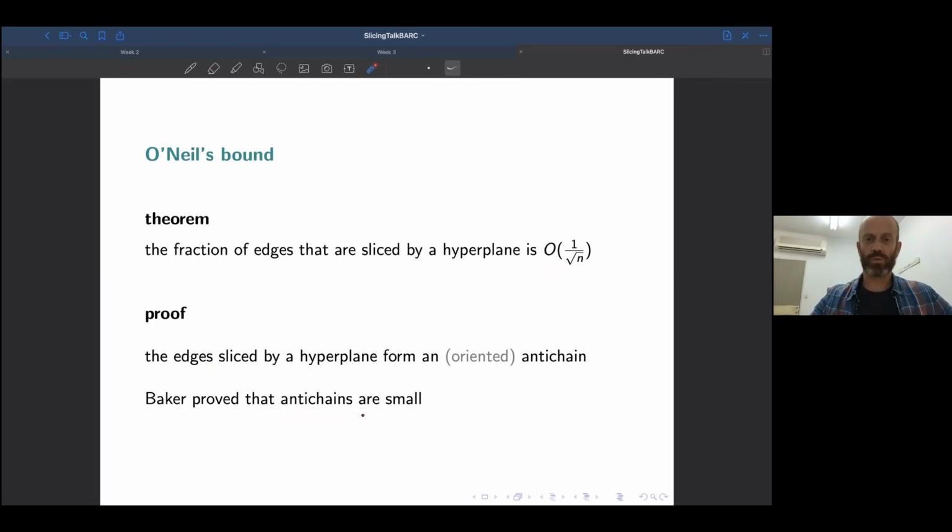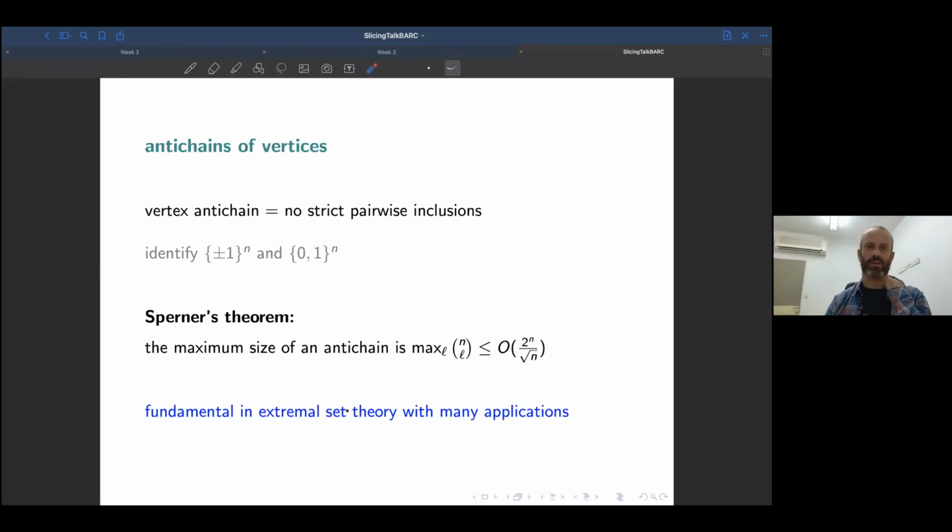I want to move on. So here we talked about anti-chains of edges because this is more related to the slicing problem. But the notion of anti-chains is more natural and more well known in a different context. So I want to talk a little bit about this because it's related to part of the proof I'm going to explain. So here is the introductory slide to anti-chains of vertices.